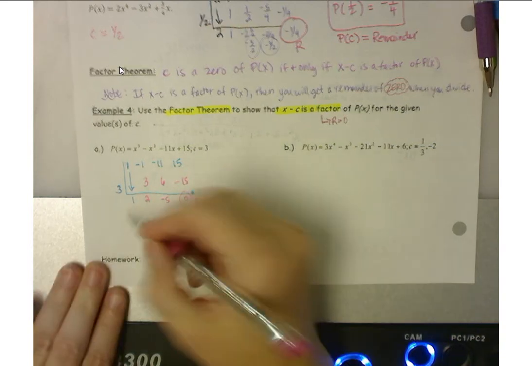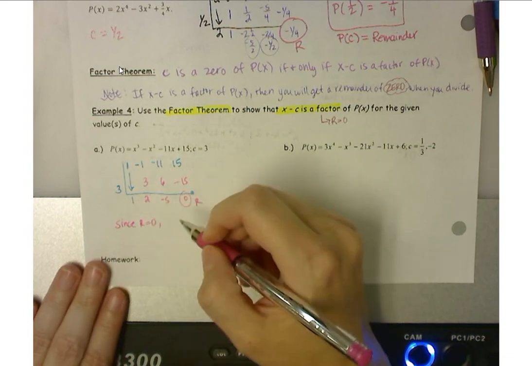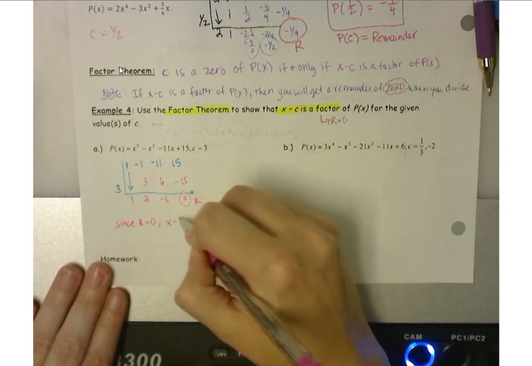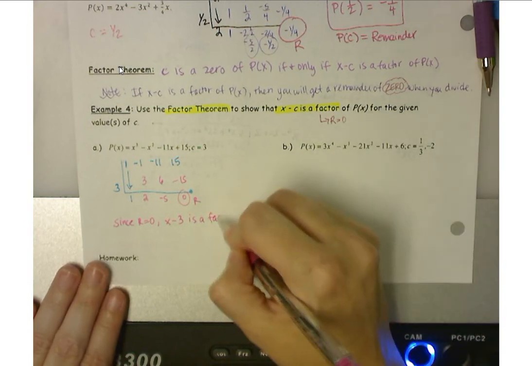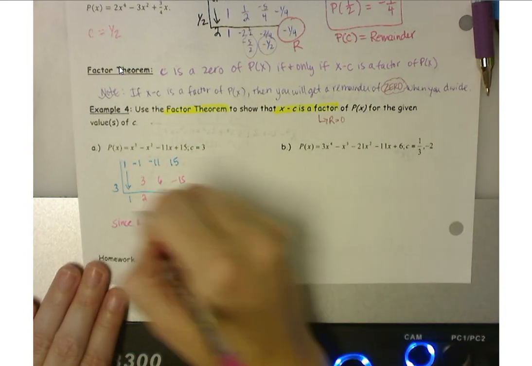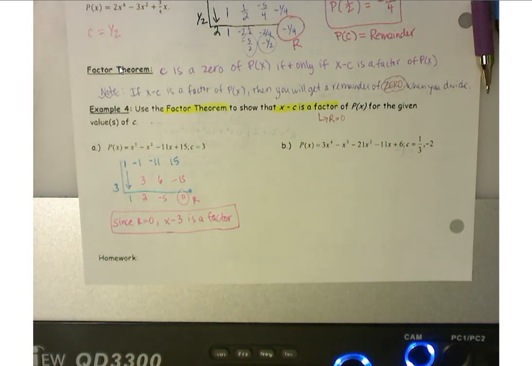Okay, so then we would just say, since the remainder is equal to 0, x minus 3 is a factor. Okay, you can also just write x minus 3 is a factor. I want you to understand it's because r is equal to 0. I mean on your homework you can write x minus 3 is a factor. I want you to write since r equals 0 here.